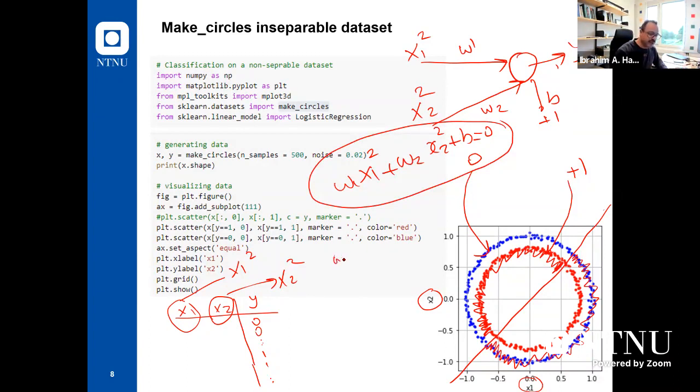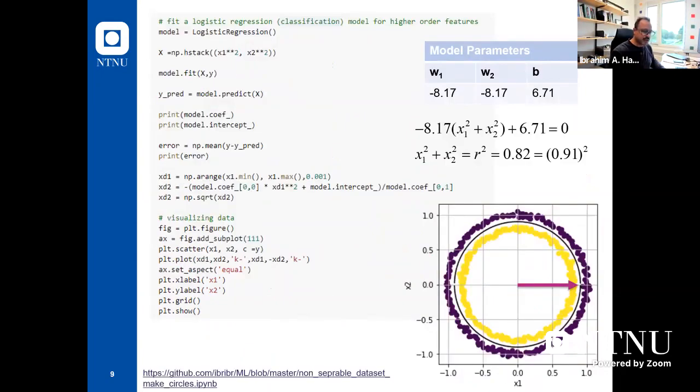So if we set omega 1 equal omega 2 equal, for example, 1, this equation will be x1 square plus x2 square equal minus b, or you can just say it's equal minus r square. That's the equation. So in fact, I just used a logistic regression model, and the input to the model will be x1 square and x2 square. So instead of using x1 and x2, I will use x1 square and x2 square.